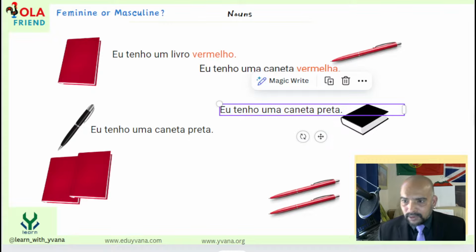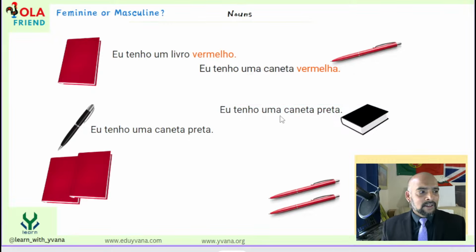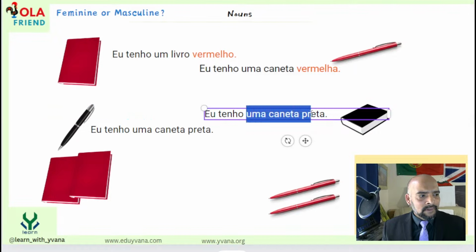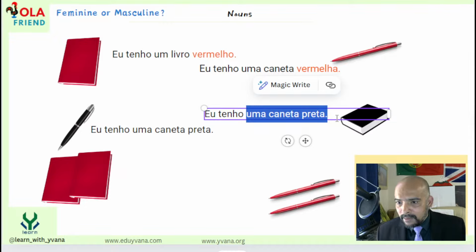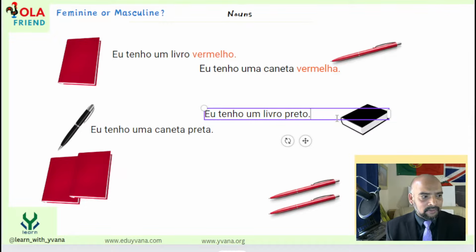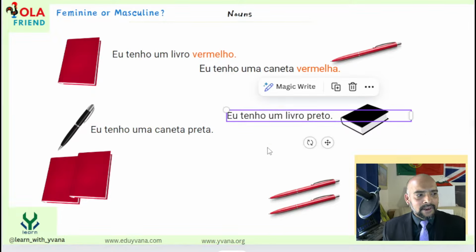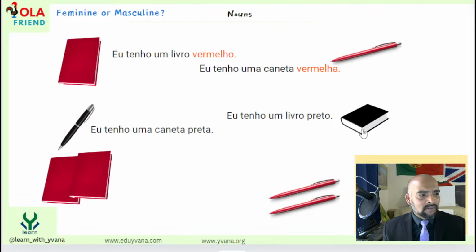Yeah, that's cool. Eu tenho uma caneta preta, right? So similarly here we can say eu tenho livro preto. That's cool. Eu tenho livro preto, right? I have a black book. So here, when it is the masculine word, we say preto. And when it is the feminine word, we use preta. Okay?